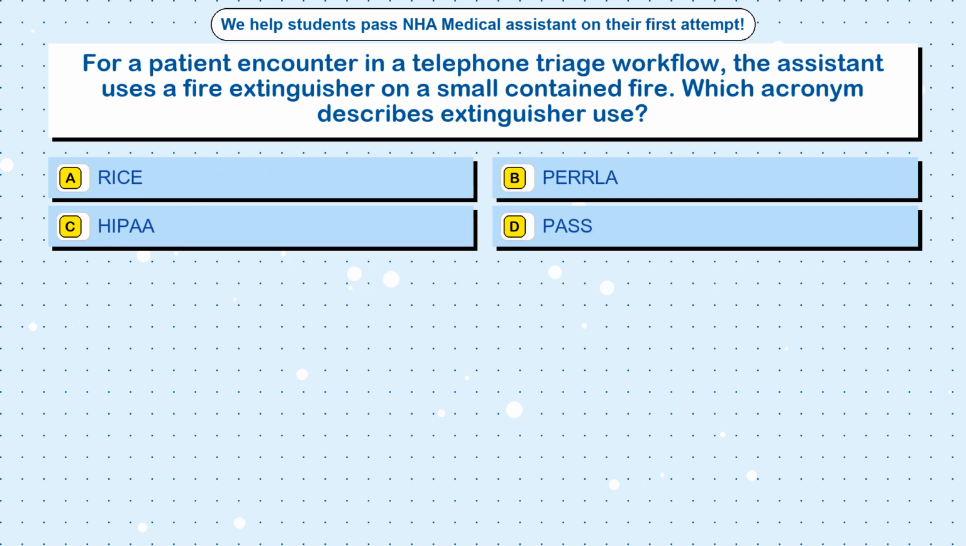Question 25. For a patient encounter in a telephone triage workflow, the assistant uses a fire extinguisher on a small contained fire. Which acronym describes extinguisher use? Option A, RICE. Option B, PERLA. Option C, HIPAA. Option D, PASS.